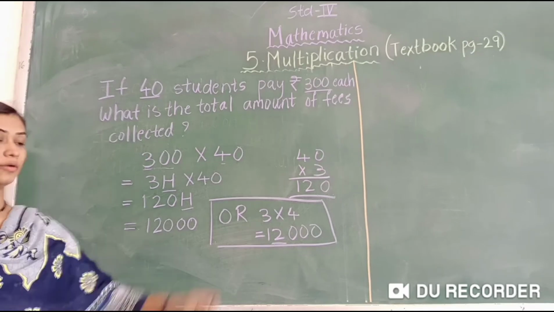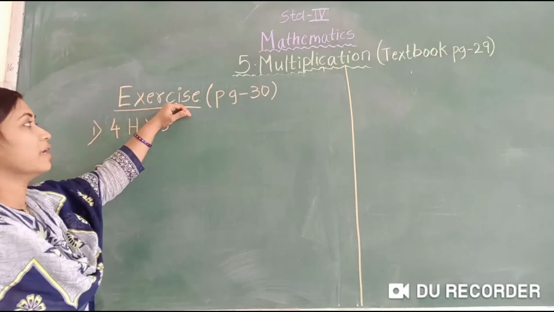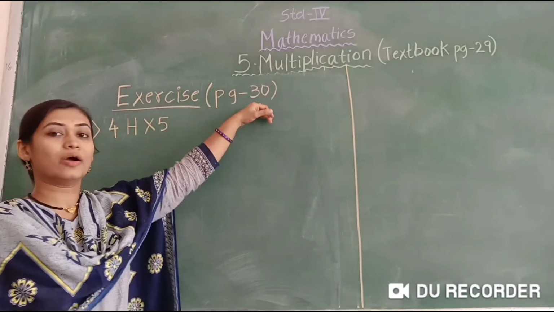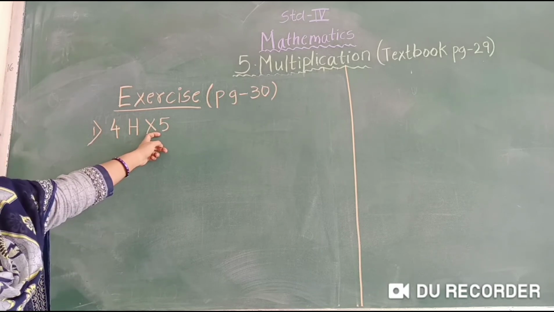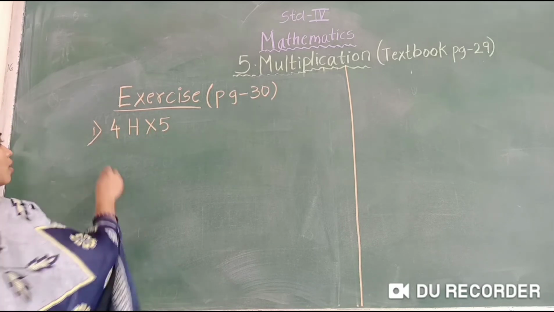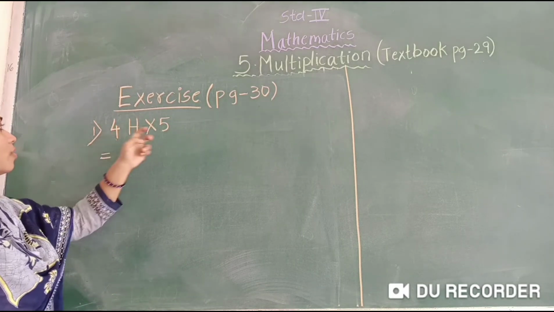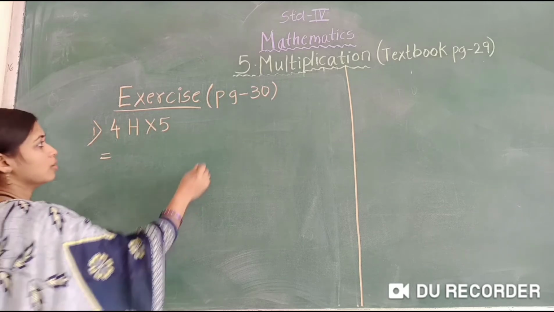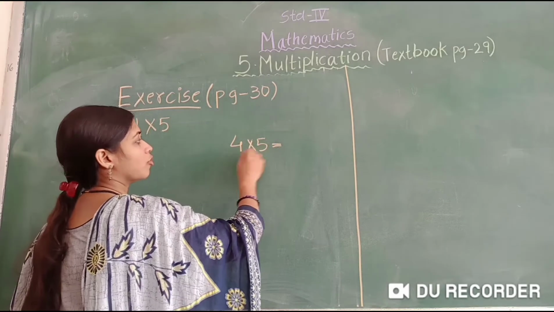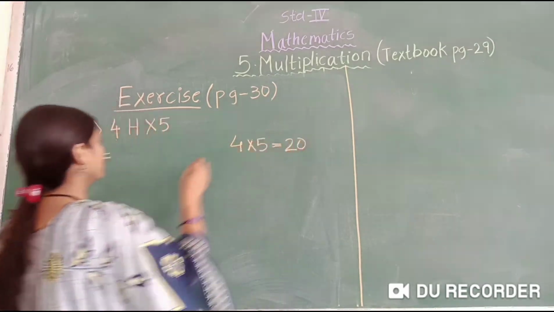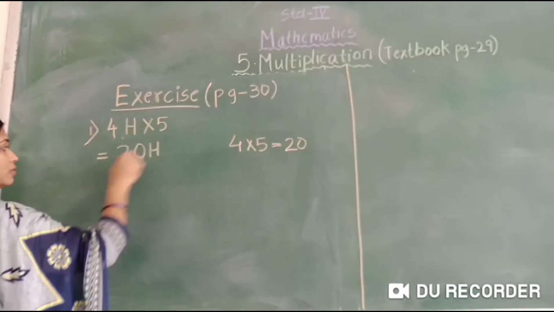This is another method. Now let us start with the exercise. Exercise of page number 30 of your textbook. What is the first question? 4h multiplied by 5. Now in this what we have to do? 4 multiplied by 5 is how much? 4 5s are 20. Therefore 20, and h we will write as it is.